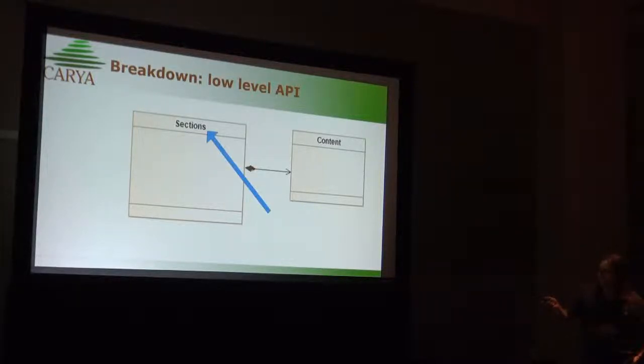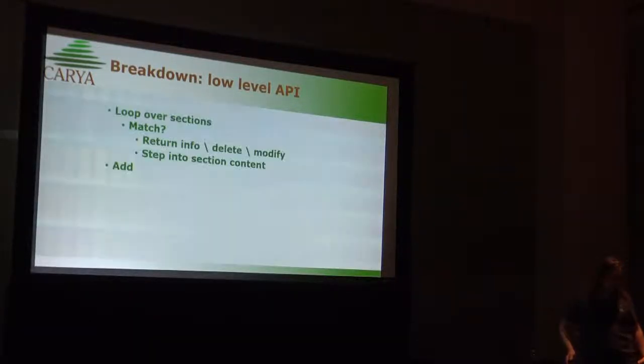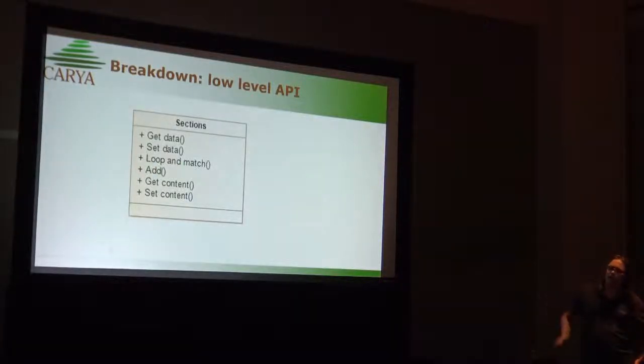Notice the multiple: a class that contains all the sections, and then each section in there would have content. And the content is also plural, it has multiple lines, all the content of the section. And I decided to go with that. It should be able to loop over all the sections. If there is a match, return some info, or delete it, or modify it, and optionally step into the content. And if it's not there, maybe add it. That's all it needs to do. So you can simply add all these functions to the class.